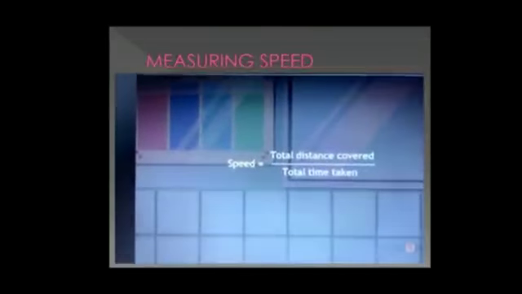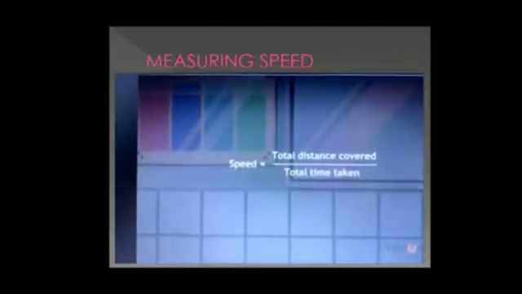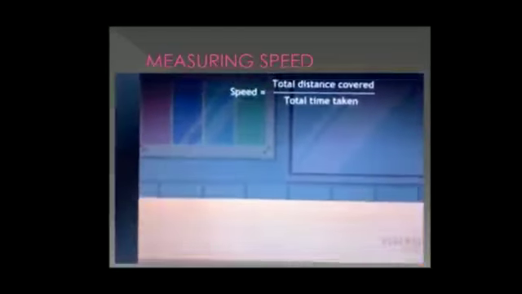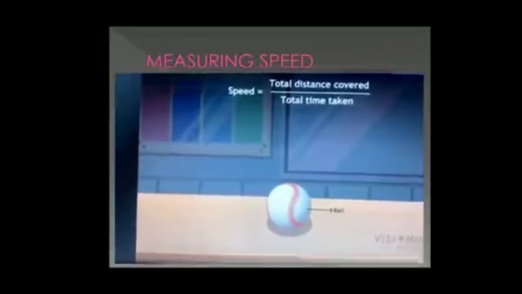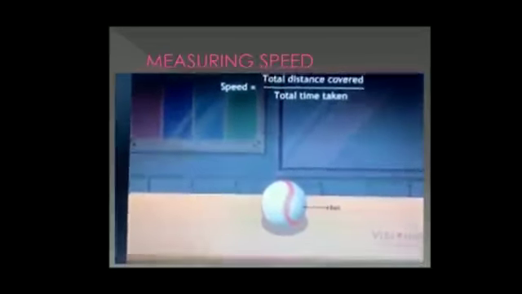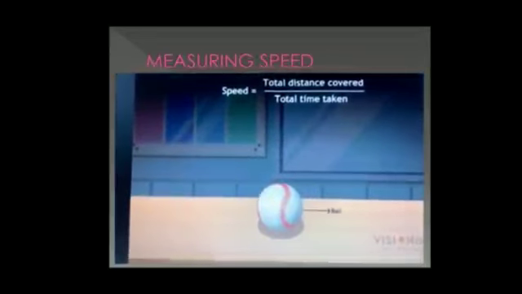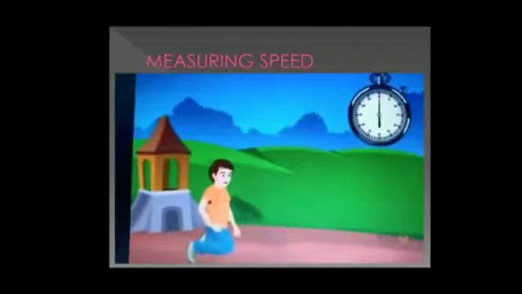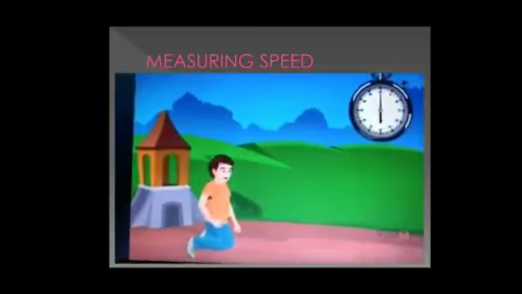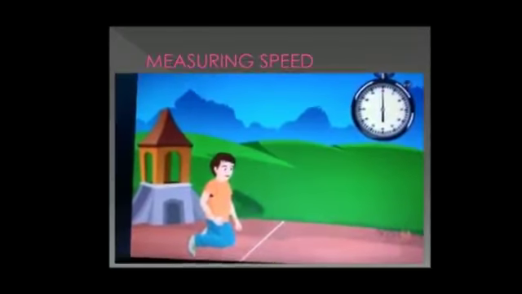Measurement of speed. If you know the distance taken and time, you can measure the speed by using this formula. Speed is equal to total distance covered upon total time taken. To understand the concept of measuring speed, let us do an activity to find the speed of a moving ball. Take a ball, measuring tape, a stopwatch and one of your friends to a playground. Ask your friend to note the time.